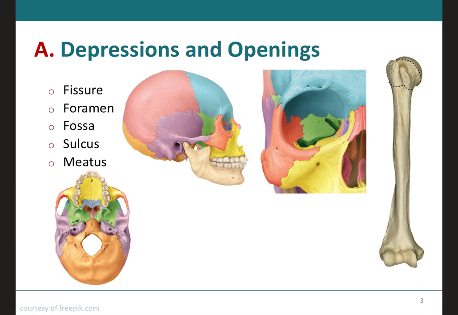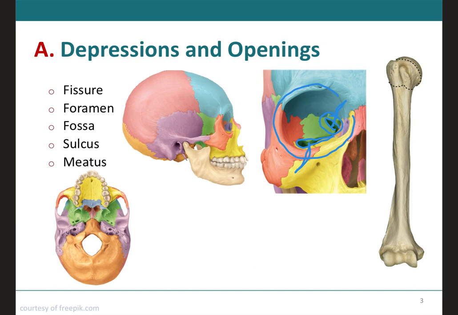A fissure is going to be a narrow slit or an elongated hole between adjacent parts of bones through which blood vessels or nerves are going to pass. Here we have an example of a superior orbital fissure. See how it's long? And over here is an inferior orbital fissure. Orbital because it's on the orbit, superior because it's on top, inferior because it's on the bottom. So superior orbital fissure, inferior orbital fissure.